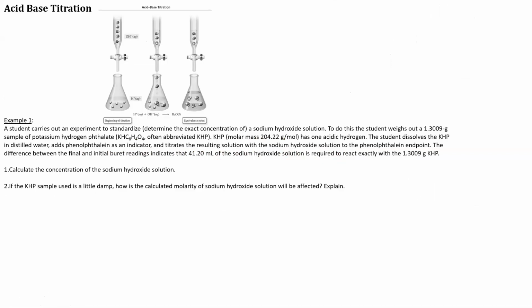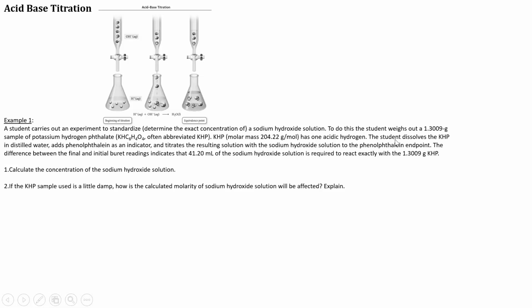Let's read over the problem. A student carries out an experiment to standardize, that means determine the exact concentration, that's what we just talked about, of a sodium hydroxide solution. To do this, the student weighs out a 1.3009 gram sample of potassium hydrogen phthalate, that's a mouthful to say, so we usually just call it KHP, which has a molar mass of 204.22 grams per mole, and it has 1 acidic hydrogen. This is important, and I want you to make a note of it.